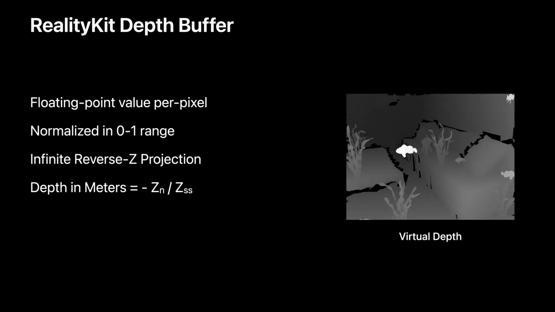To read virtual content depth, we need a little bit of info about how RealityKit packs depth. You'll notice that, unlike ARKit's scene depth, brighter values are nearer to the camera. Values are stored in a 0 to 1 range using an infinite reverse Z projection. This just means that 0 means infinitely far away, and 1 is at the camera's near plane. We can easily reverse this transform by dividing the near plane depth by the sampled depth. Let's write a helper function to do this.